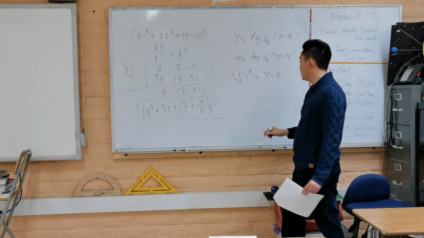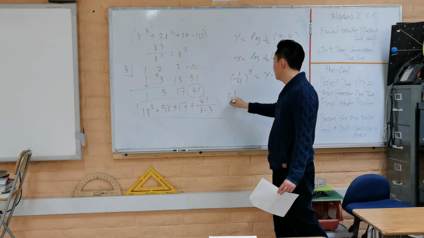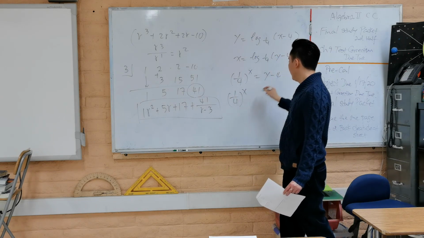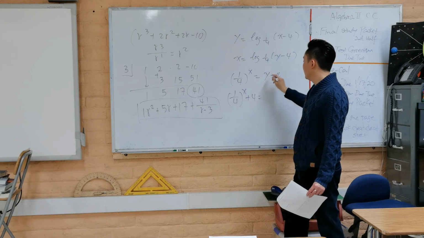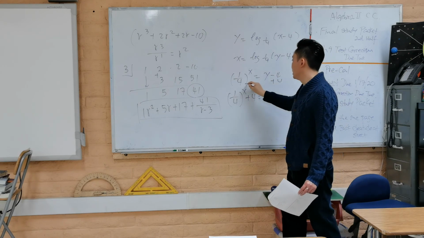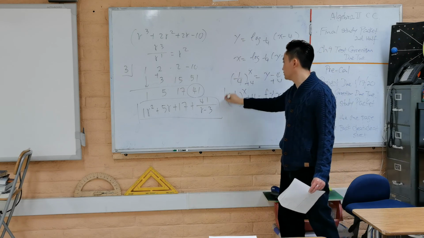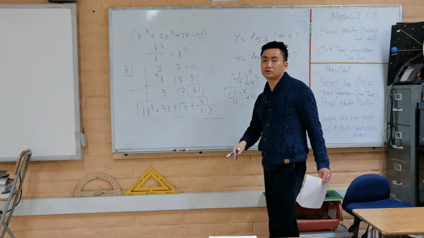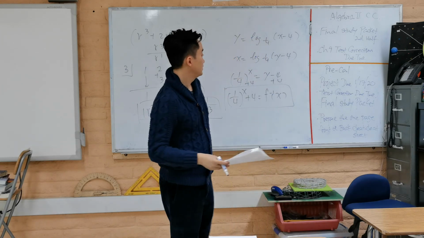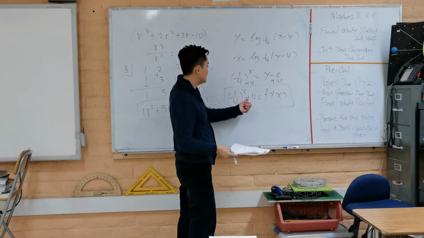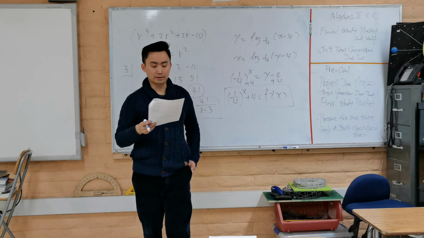So one more step that we need to finish with this. Base 1/4 to the power of x, plus 4 on both sides. Now y, we already used that, so we need to apply the inverse notation, inverse of f of x. So we just turned the log function into an exponential function. And guess what kind of exponential function this one is? That's right, exponential decay.